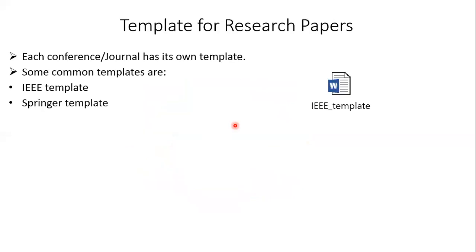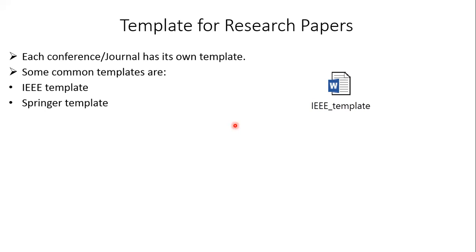Now, templates for research papers. Suppose after you created your model, you achieve your goal. Now I need to present the research paper at different conferences, or publish it in a good journal. For that, there are some templates. Let's say I'm going to publish my research paper in Springer. If you visit the Springer website, they have given their template. You need to download the template and write your research paper based on it. It depends on the conference and the journal. Some common templates are the IEEE template and the Springer template.